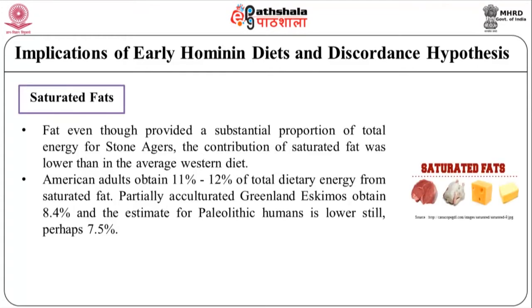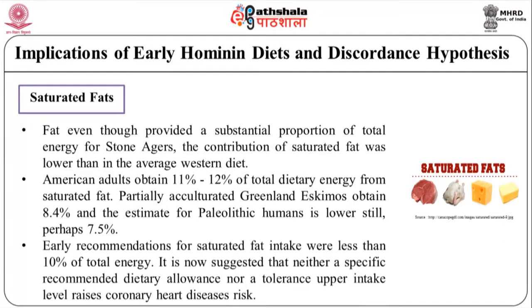While its composition varies seasonally, the fat of game animals, including that from muscle meat, brain, organs, bone marrow, and storage depots, tends to have more mono- and polyunsaturated fatty acid and less saturated fatty acid than is found in supermarket meat. Early recommendations for saturated fat intake were less than 10% of total energy. It is now suggested that neither a specific recommended dietary allowance nor a tolerable upper intake level raises coronary heart disease risk.